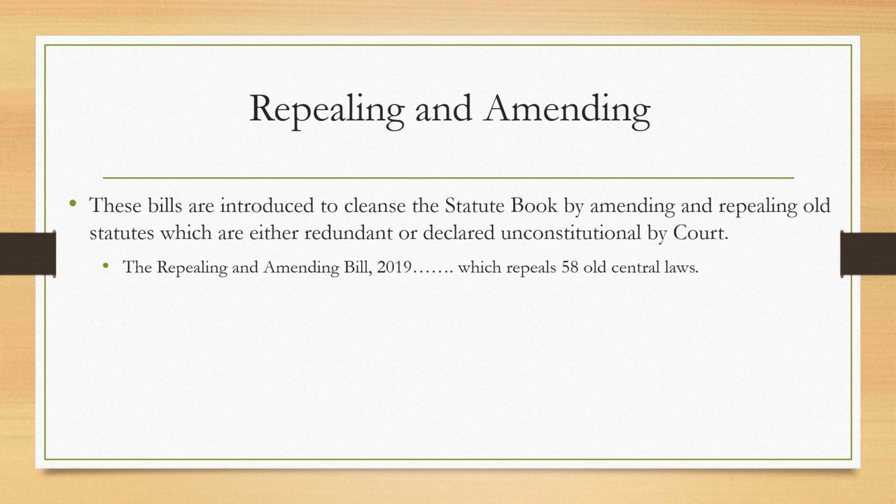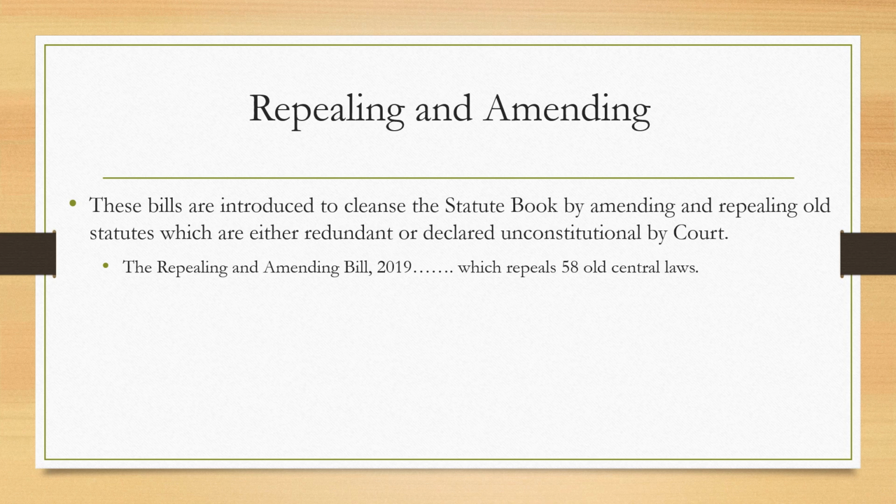So we have recently the Repealing and Amending Bill 2019. Look at here. There is no further name given. The name is itself Repealing and Amending Bill 2019, and if you read the bill, it talks about 58 old central laws which are repealed thereby. So once this bill is approved by the floor of the House and the assent of the President is given, all those 58 acts will automatically, in one go, be repealed from the statute book.